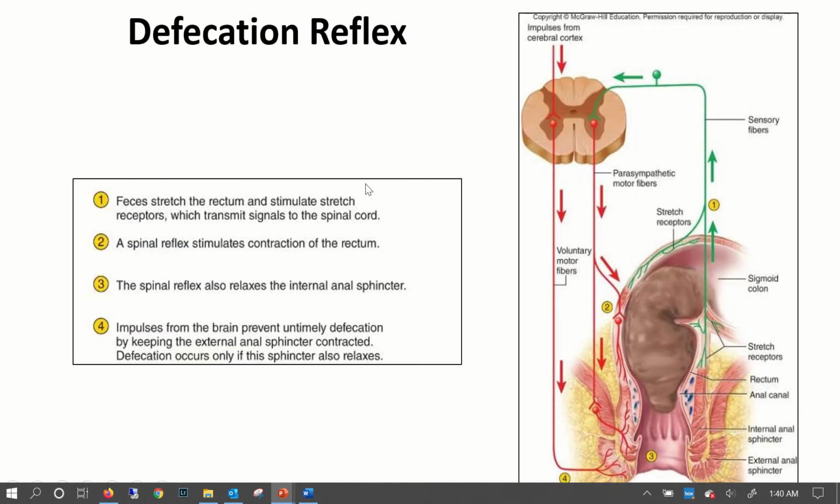And so I do want you to make sure you're familiar with the defecation reflex to an extent. Once again, you have voluntary fibers here going to your external anal sphincter with skeletal muscle. And here you have parasympathetic motor fibers running to the internal anal sphincter. Anytime there are stretch receptors right here due to feces here in the rectum, that is going to stimulate only the parasympathetic fibers to cause relaxation, but you have voluntary control here over the external anal sphincters to prevent that until the time is right.